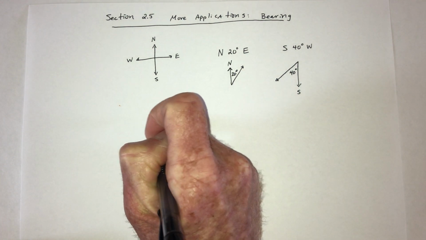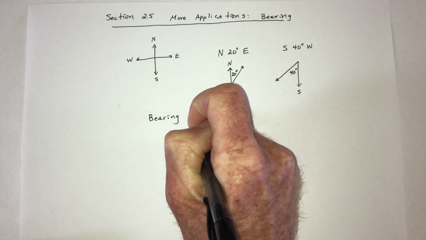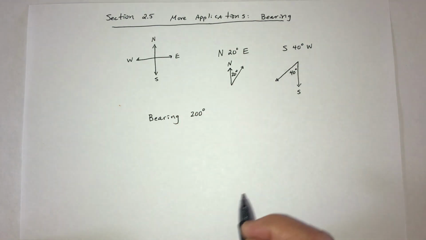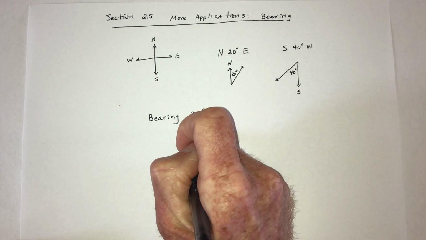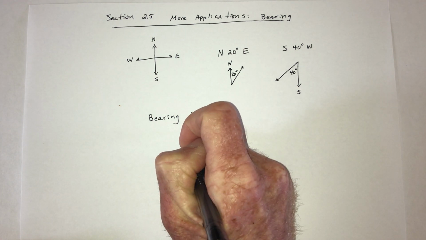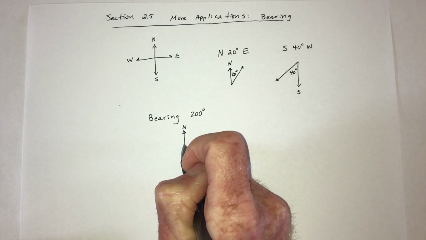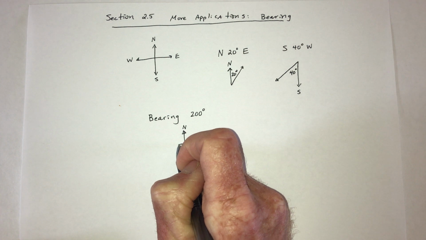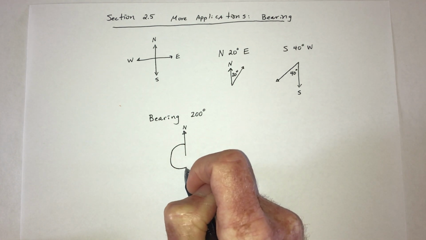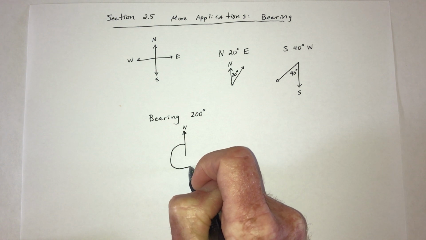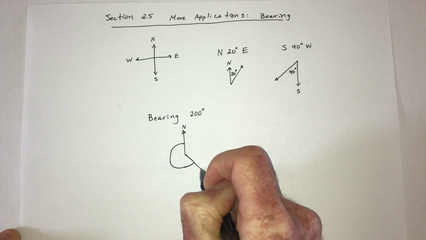Another way is if it just says bearing 200 degrees. Now when it just says that, that means you go from the north line and then go 200 degrees. So from here around to the south line, that would be 180, and then go another 20 degrees, and so they would be going this direction.